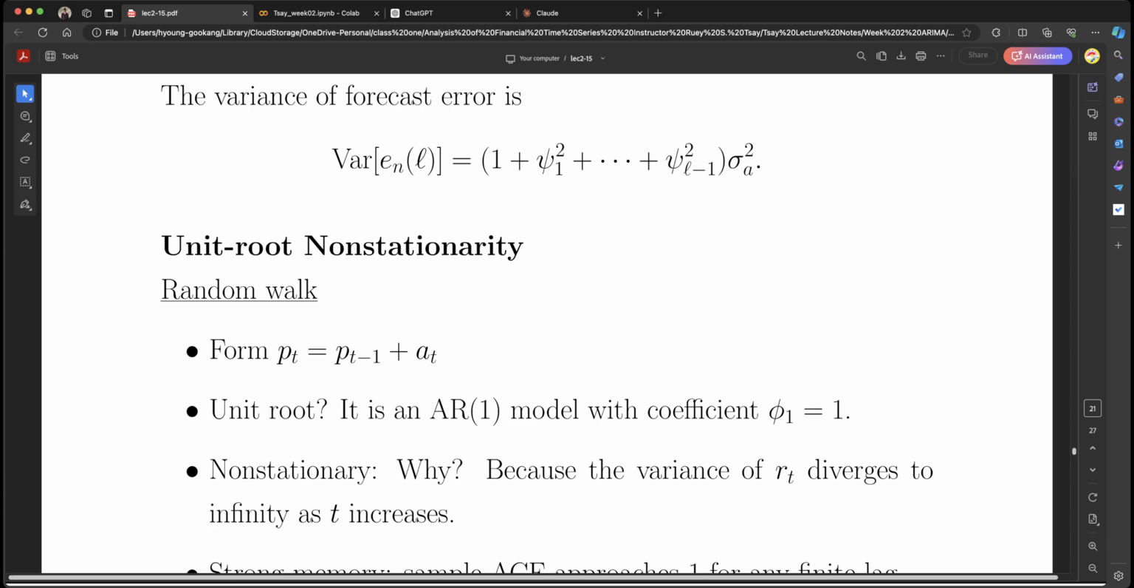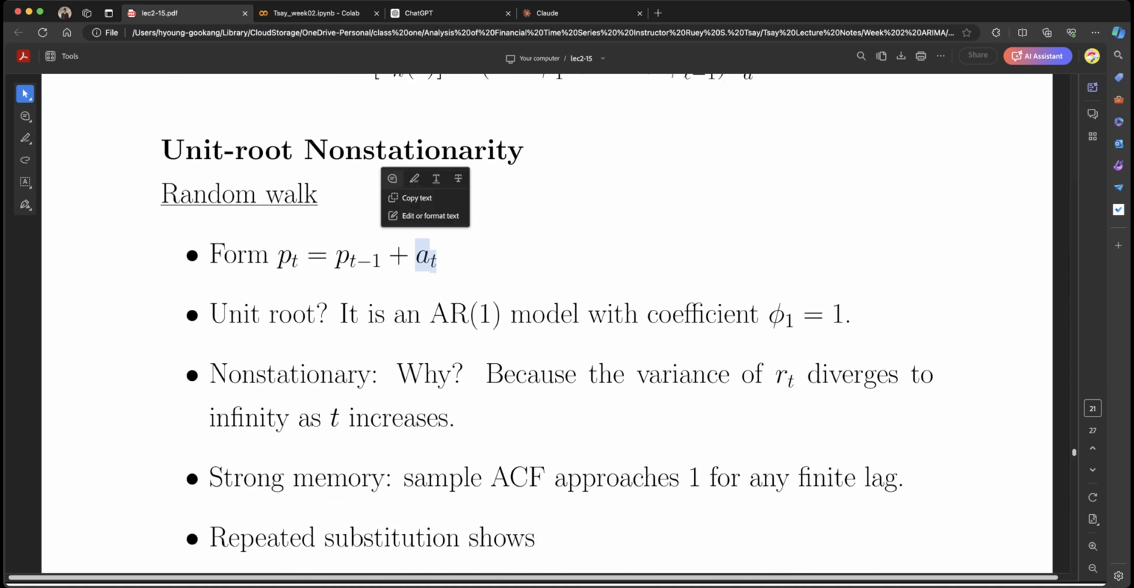Why? Because the variance of r_t diverges to infinity as t increases, because the shocks accumulate and do not decay. Okay, they keep accumulating. It has strong memory: the sample autocorrelations approach 1 for any finite lag.